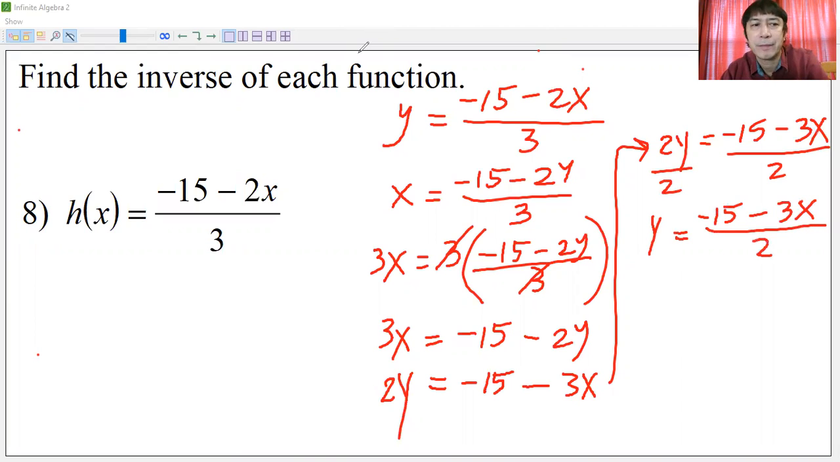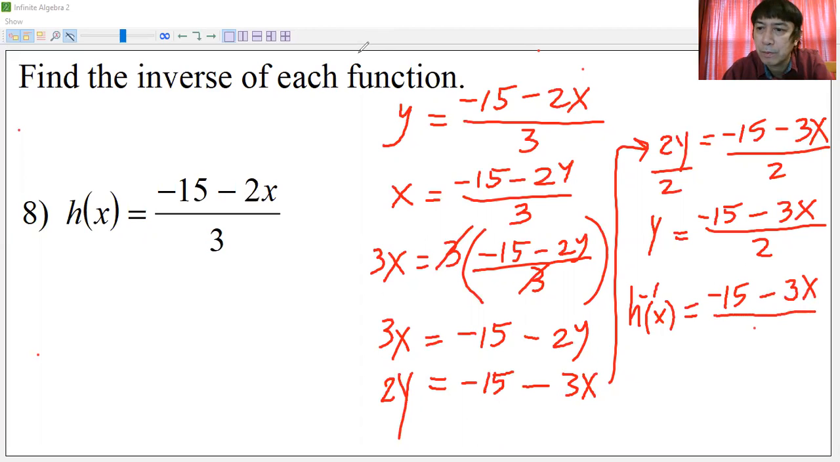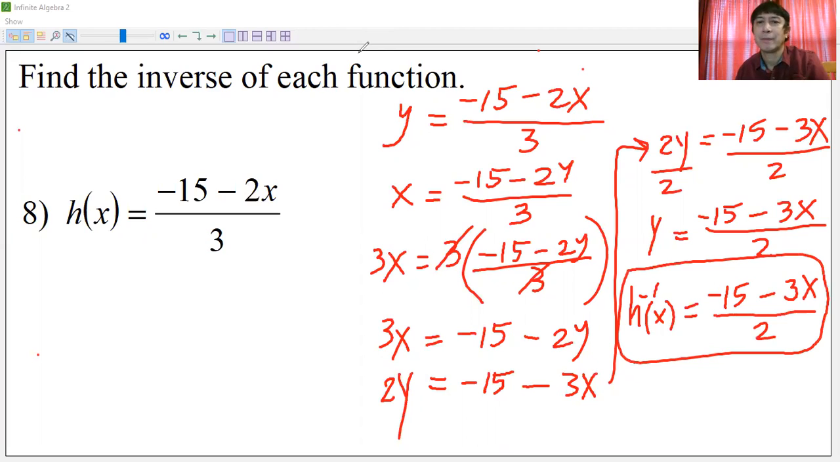Now we can replace the y with h to the negative 1 of x, and this is negative 15 minus 3x over 2. And this is now the answer.